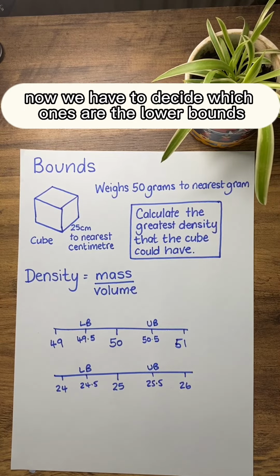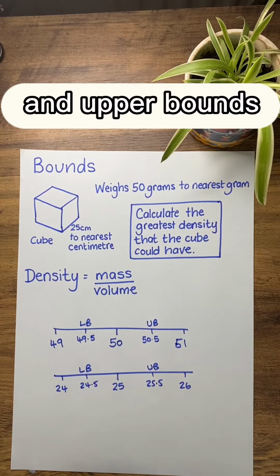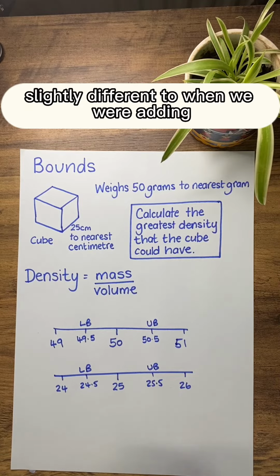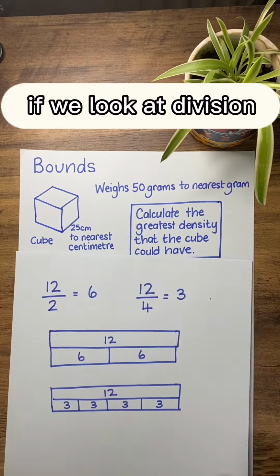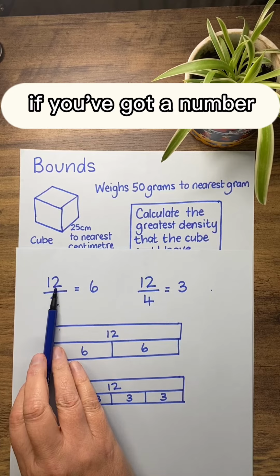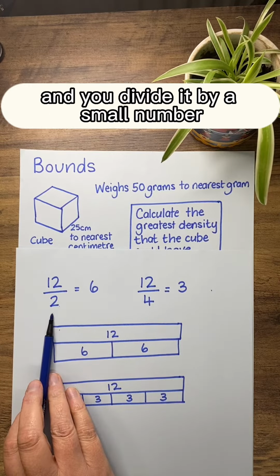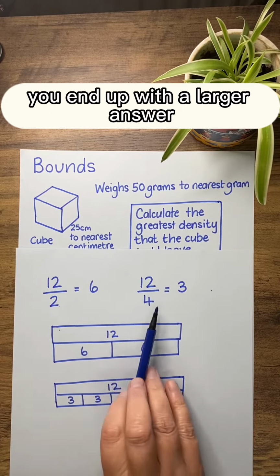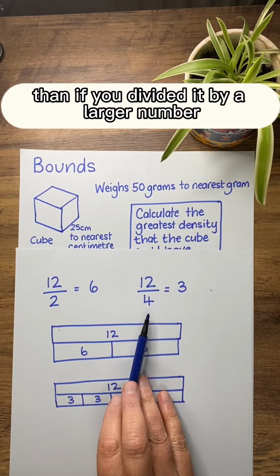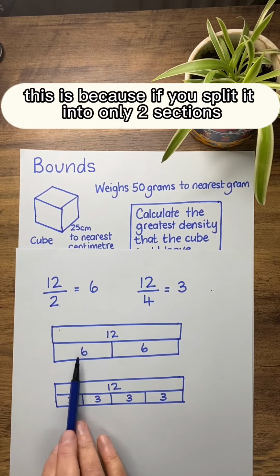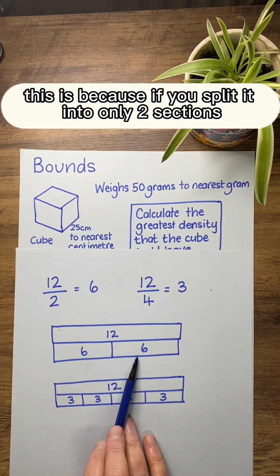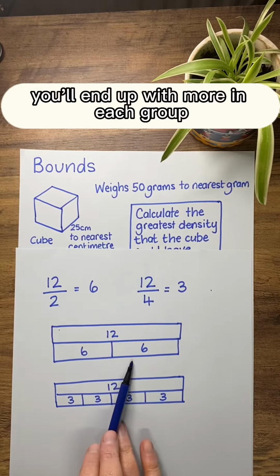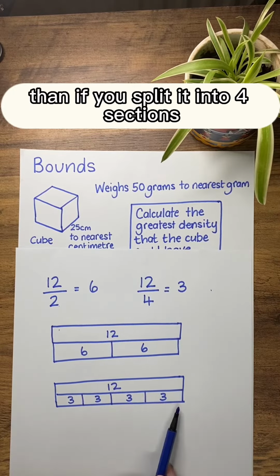Now we have to decide which ones are the lower bounds and upper bounds we need to use. Slightly different to when we were adding. If we look at division, if you've got a number and you divide it by a small number, you end up with a larger answer than if you divided it by a larger number. This is because if you split it into only two sections, you'll end up with more in each group than if you split it into four sections.